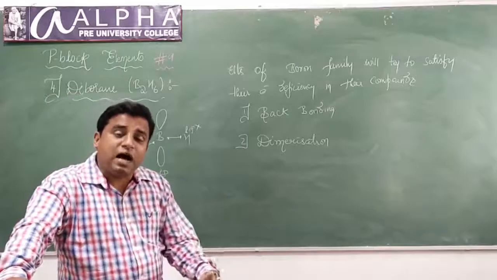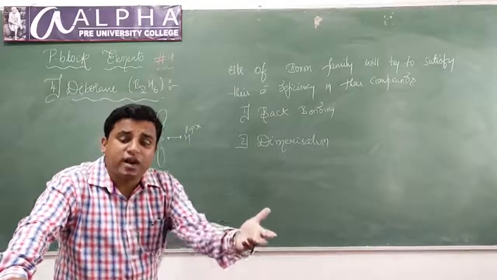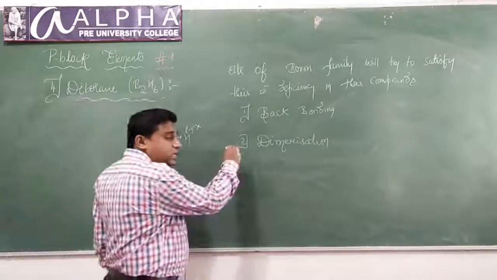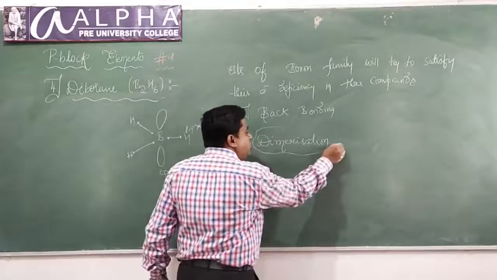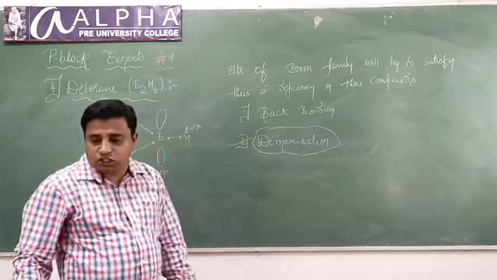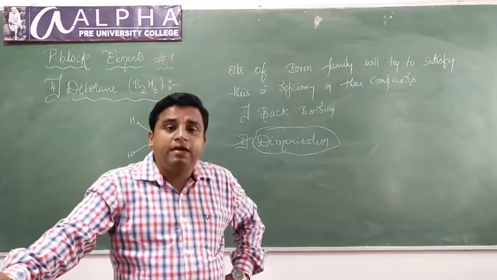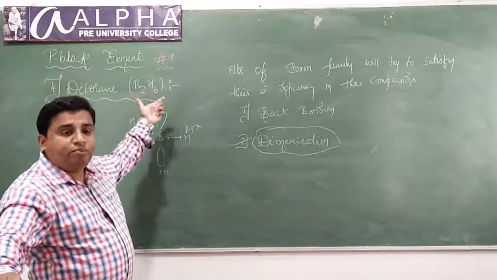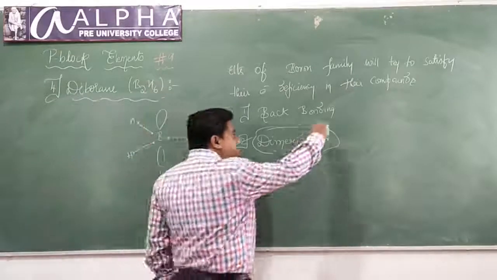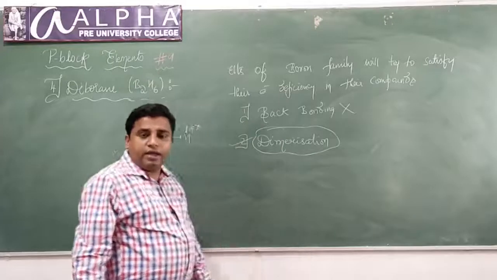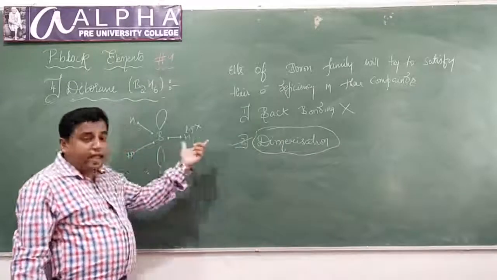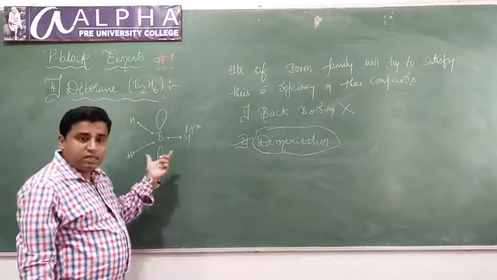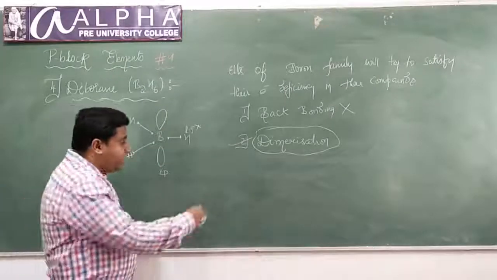Then what is the other way to satisfy the electron deficiency of boron? The only way is going to be by what? Dimerization. It's going to be dimerization. So therefore, in boranes or diboranes, there will be no back bonding. It is only dimerization. Dimerization is going to take place in the case of borane.